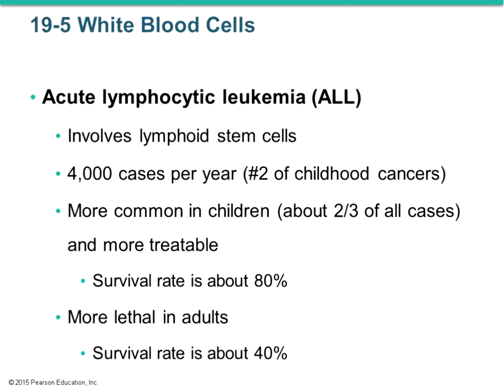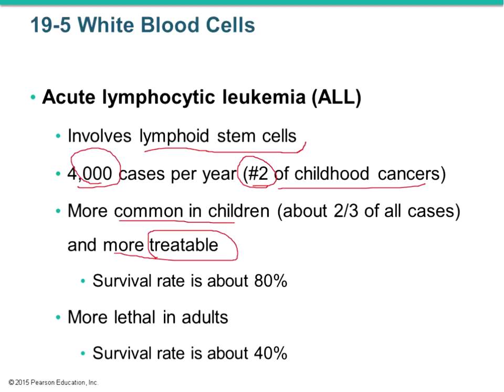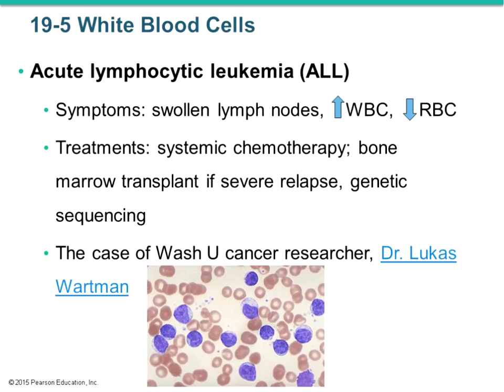And again, it comes from lymphoid stem cells that are turning cancerous. You're seeing about 4,000 cases a year in children, so it's the number 2 most common type of childhood cancer. It's more common in children, but also, for whatever reason, more treatable in children. You have a much higher survival rate in children that have ALL as opposed to an adult who gets ALL. It's very lethal in adults. Survival rate is only about 40%, and even less if it relapses. So that's sort of the significance of ALL.